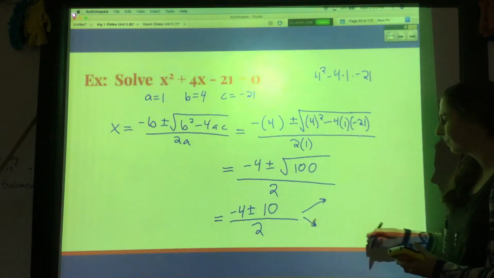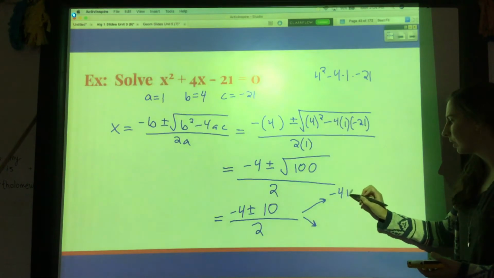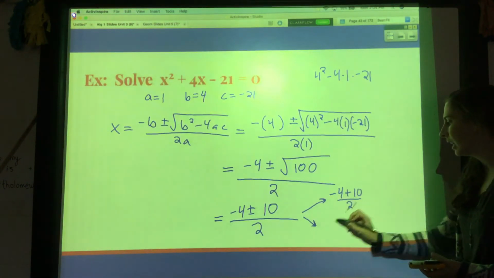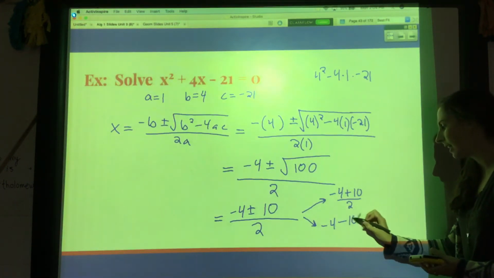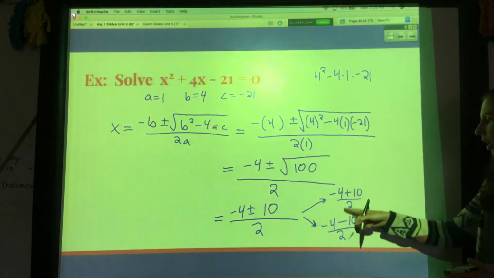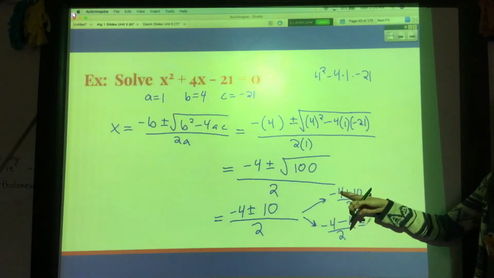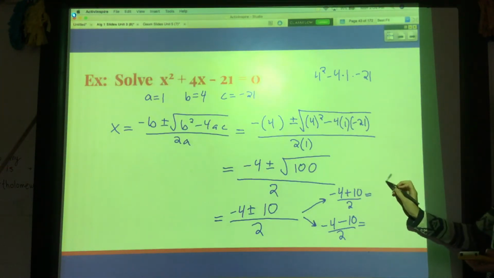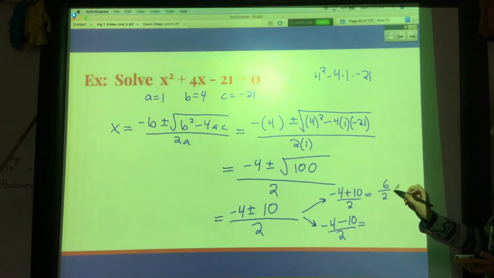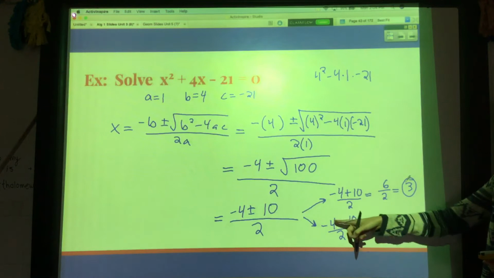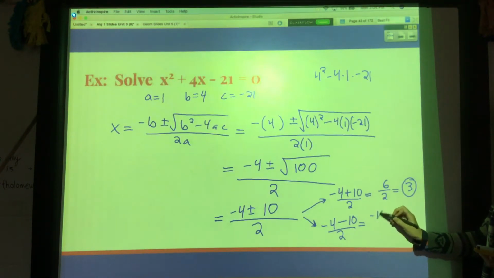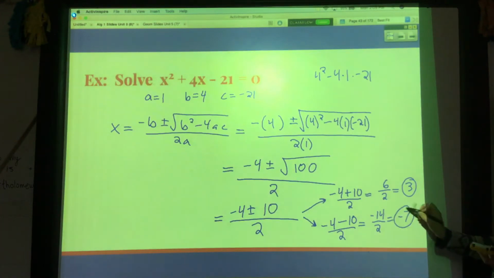Sorry for the board. So we've got negative 4 plus 10 over 2 and negative 4 minus 10 all over 2. Again, it's all divided by 2. So you're going to need to do the top part first. Negative 4 plus 10, which is 6 over 2, which is 3. And then this would be negative 4 minus 10, so negative 14 over 2, which is negative 7. See how those give me actually 2 very different answers.